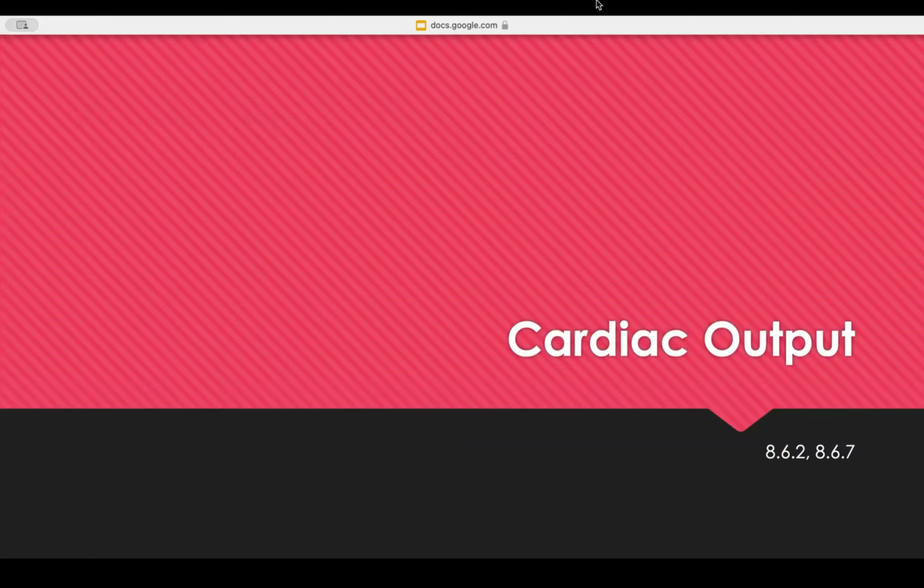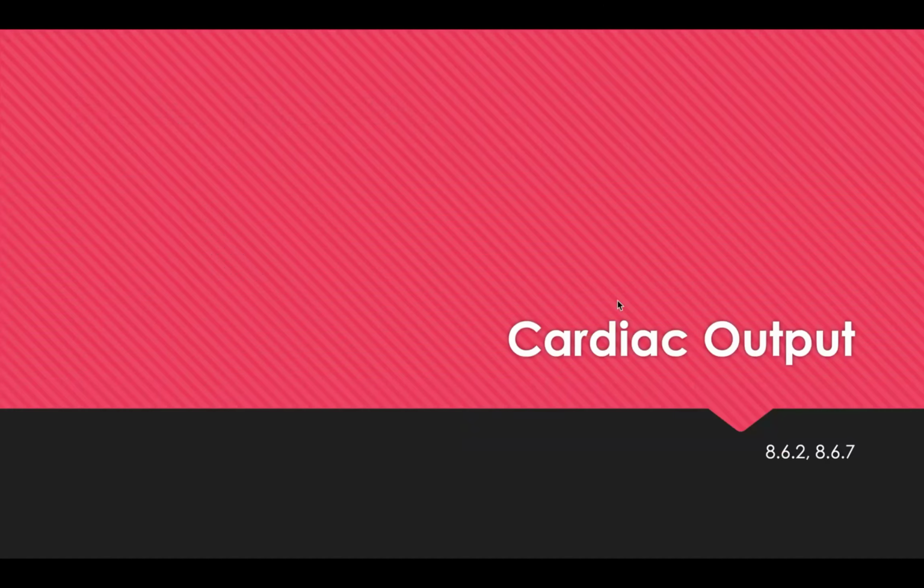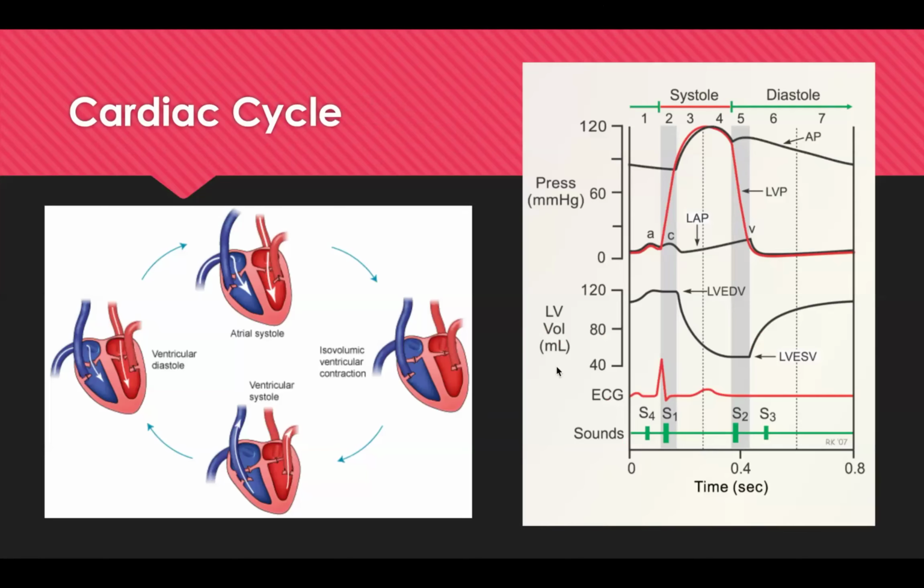So we're now going to talk a bit about cardiac output. On your spec, this is 8.6.2 and 8.6.7. So the cardiac cycle consists of the atria contracting, blood flowing then into the ventricles. The atria then relax, and then the ventricles contract, causing blood to flow out of the ventricles, either through the systemic or the pulmonary circulation, depending on which side of the heart that you're on.